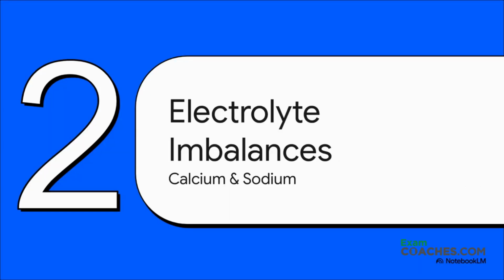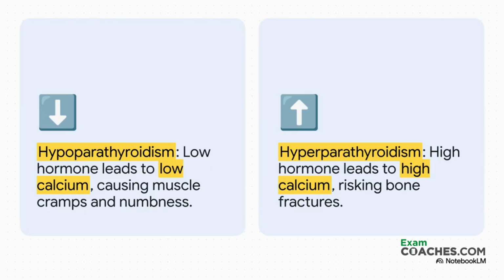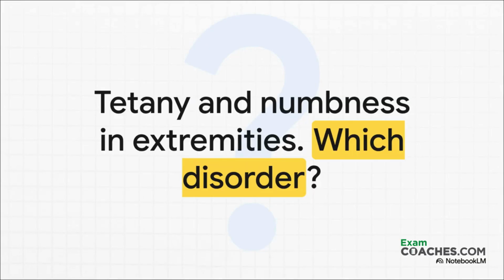Now, what's really cool is that this same principle of pattern recognition works for more than just glucose. It's just as vital when you're trying to spot other life-threatening electrolyte imbalances, especially when it comes to calcium and sodium. Here's another perfect example. We've got two conditions that sound super similar but are total opposites. With hypoparathyroidism, you get low hormone levels, which leads to low calcium. What does that look like? Muscle twitching, or tetany, numbness, cramps. But on the flip side, hyperparathyroidism is too much hormone, which causes high calcium, putting the patient at risk for things like bone fractures. When you see them as a pair like this, they become so much easier to tell apart.